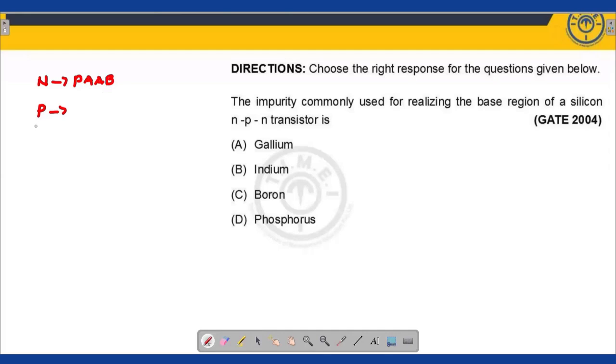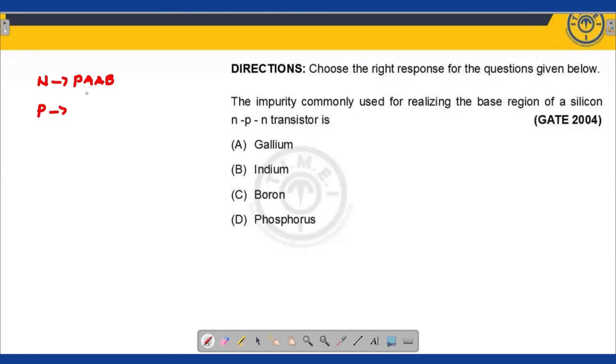When it comes to the P type, I am going to use trivalent impurities. That shortcut is like Amitabh Bachchan's movie, Paa. Like that, we kept a shortcut.